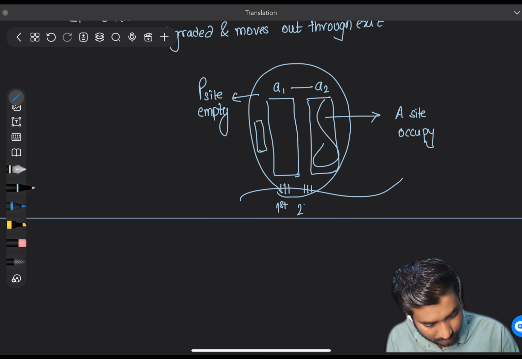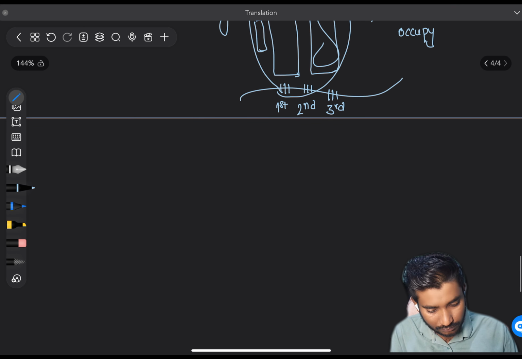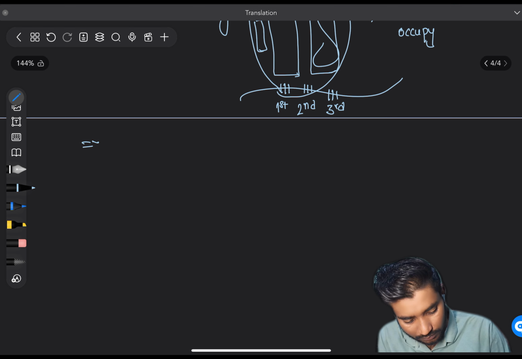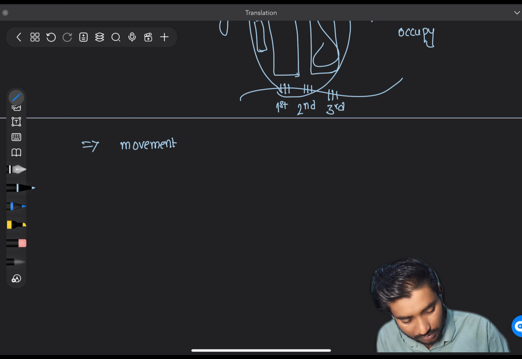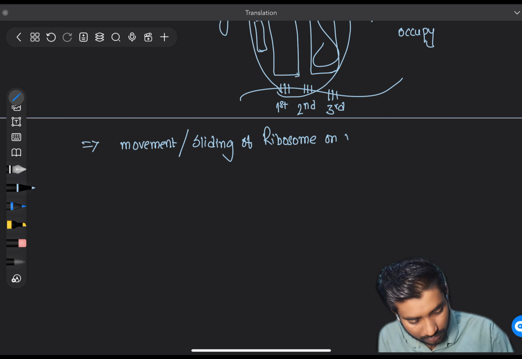First, second, and third. Movement: oblique sliding of the ribosome on the mRNA, by one codon, that is, three bases.